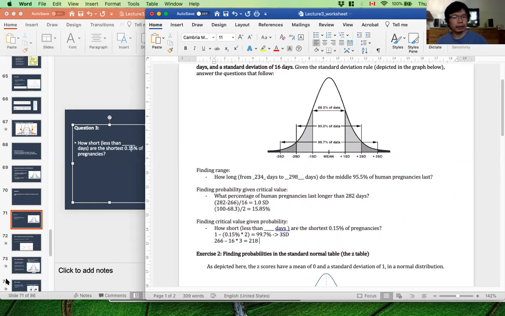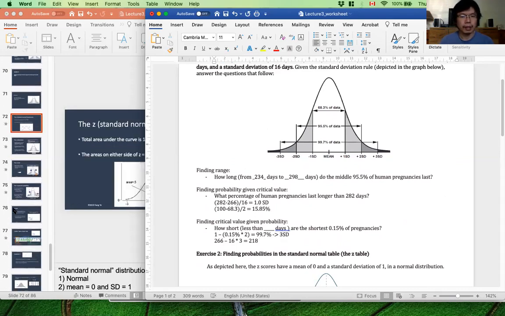Okay. So any questions? So this is three different ways in which the standard deviation rule is used: to find a range, to find probability given a critical value on the data, or to find some critical value given some kind of probability. Okay, and most of the time we care about extreme values, as you can see. We care about the shortest pregnancies and longest pregnancies because we want to detect abnormality. And you can also see that extreme values are extremely unlikely. Okay, so this is what the normal distribution shows.